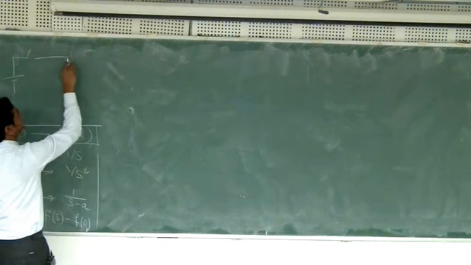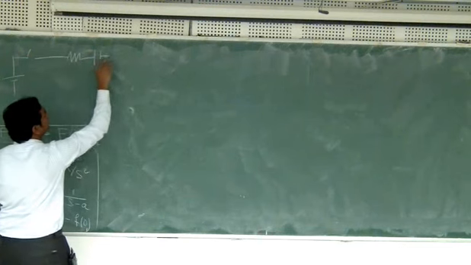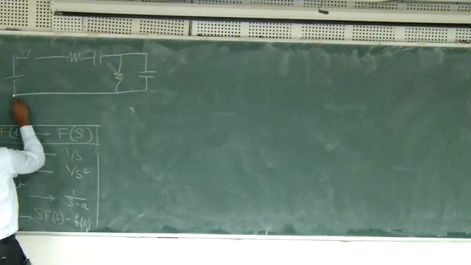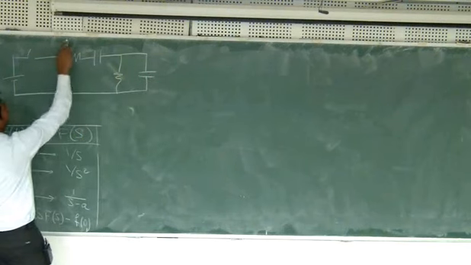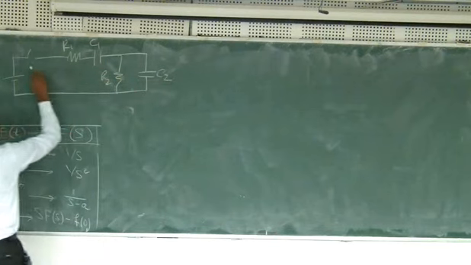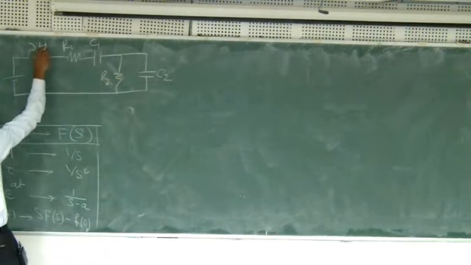There was R1 C1 and then R2 C2. Okay, R1 C1, R2 C2, and this switch is closed at t equal to 0.